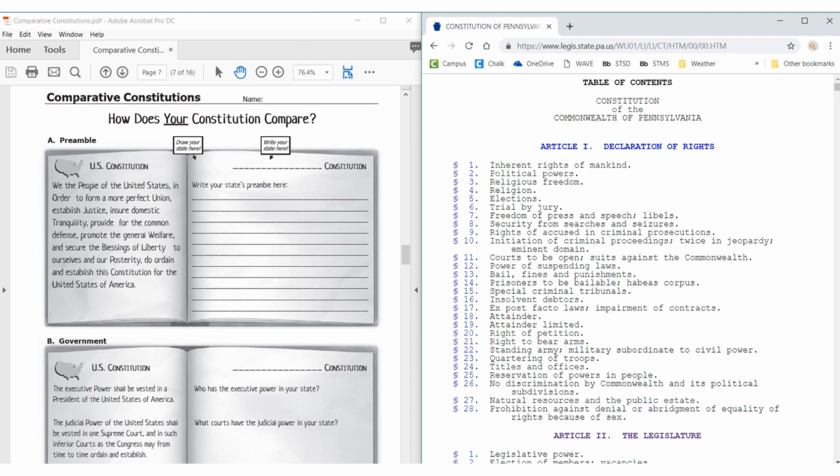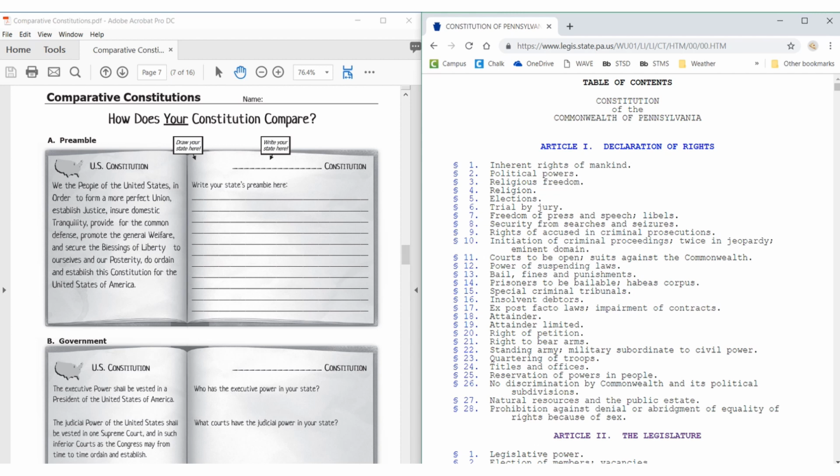So we're going to move on and look at how our Constitution, the Commonwealth of Pennsylvania, compares to the United States Constitution. And I'm going to do this. You'll notice your screen is split right now. We've got the Pennsylvania Constitution over here on the right. We've got our Comparative Constitutions worksheet on the left.